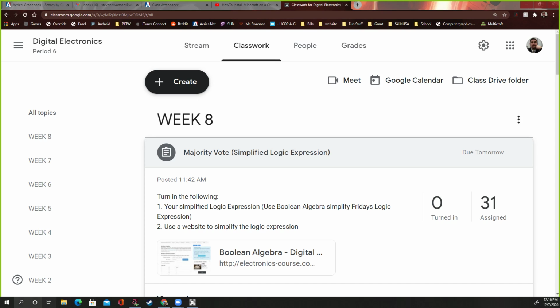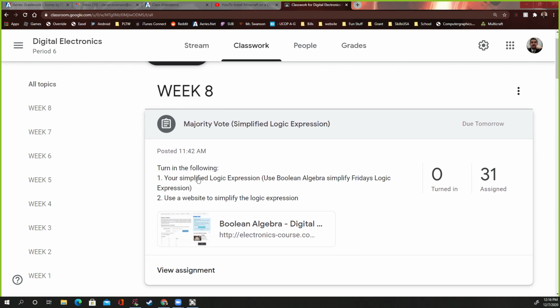So anyway, where was I? Oh yeah. It says turn the following, you're simplified. That means do Boolean algebra to it. Logic expression. Do the best you can. It's probably not going to be perfect, but do the best you can. Let's see how good you are. I want to see your work right here. So just like I'm showing you my work, I want to see your work. Look at those rules and just do the best you can.